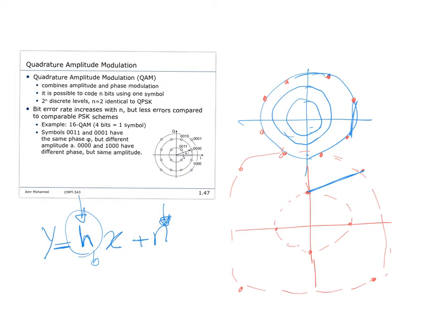You have 16 QAM and you have 8 QAM. For 16 QAM, each symbol represents 4 bits, so the spectral efficiency is higher because in the same bandwidth, in the same signal, you are sending more data. But any effect of the noise can affect the channel because the bit error rate will be high as well.